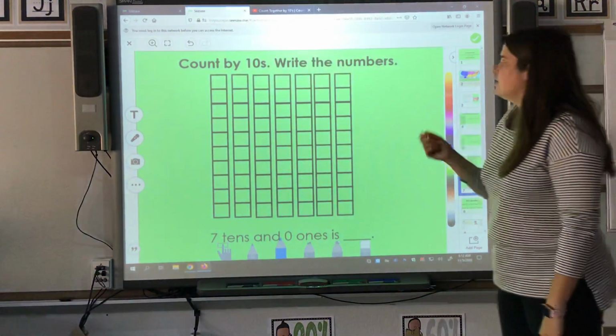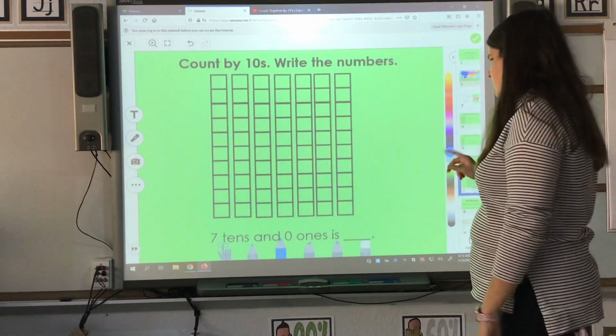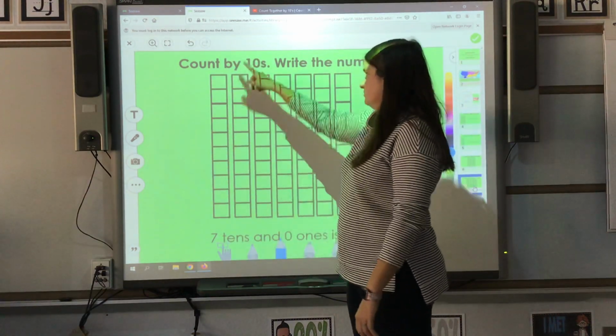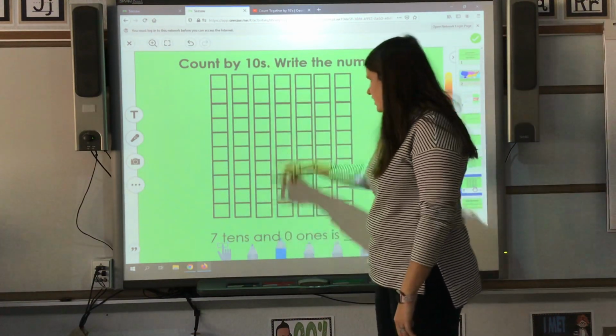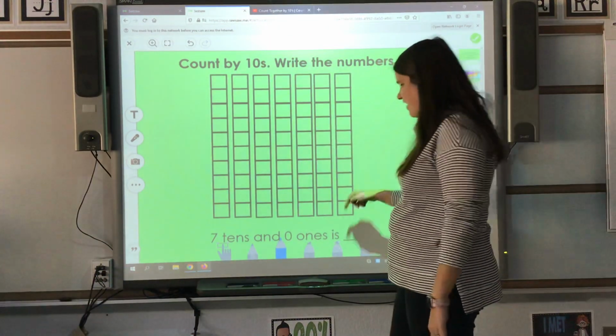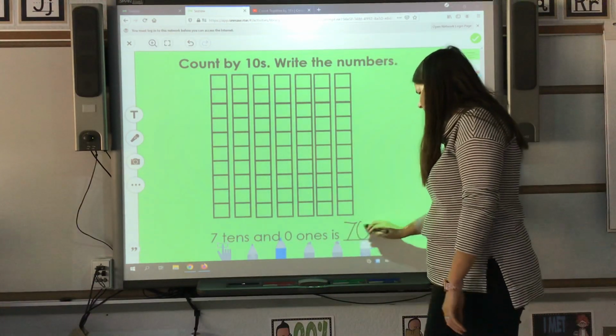We're going to do one more. Count by tens and write the numbers. 7 tens and 0 ones is, we're going to count the tens. 10, 20, 30, 40, 50, 60, 70. So I know that 7 tens and 0 ones is 70.